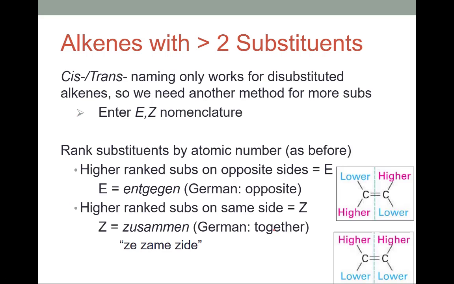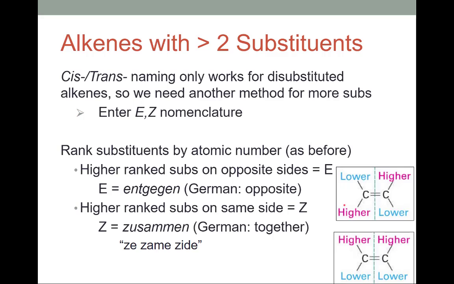Well, what happens if we have more than 2 substituents? Well, I can't use cis and trans anymore. So we have this other system that I think somebody kind of cheekily called EZ. These coming from German words that mean opposite or together. But basically what we're going to do is split the alkene into its 2 carbons, and rank the substituents attached to those 2 carbons, just those 2 substituents. We're going to use the same ranking rules that we used for stereochemistry. So ranking by atomic number.